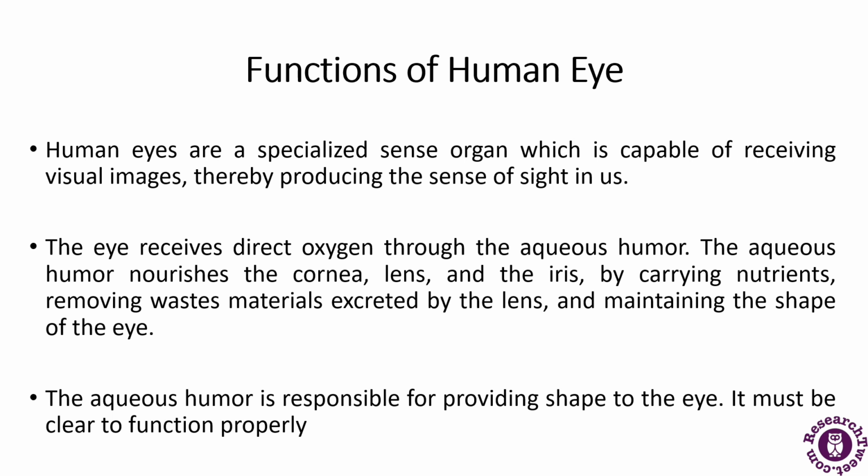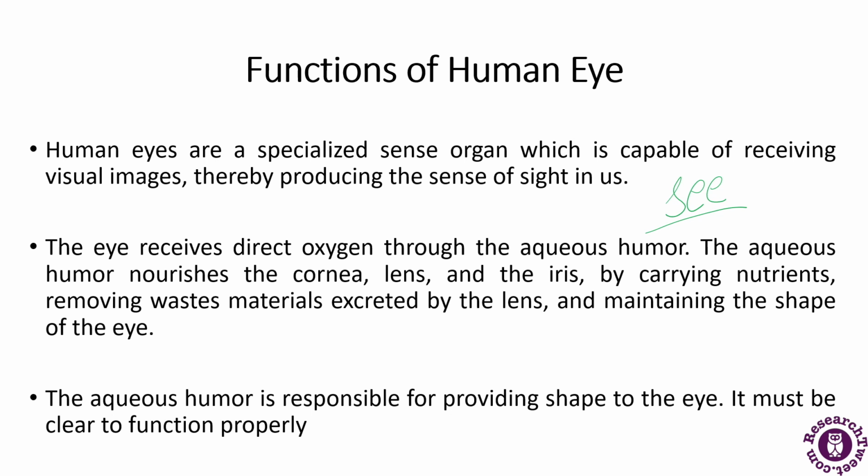Human eyes are specialized sense organs. The human eye is considered a sense organ which is capable of receiving visual images, thereby producing the sense of sight. If in simple terms I want to tell you the function of the eye, it will give the visual of the objects, or it will help us to see.